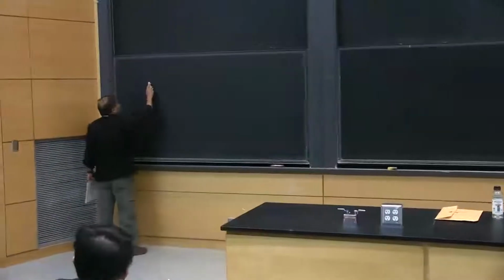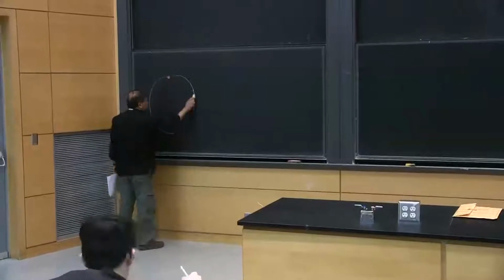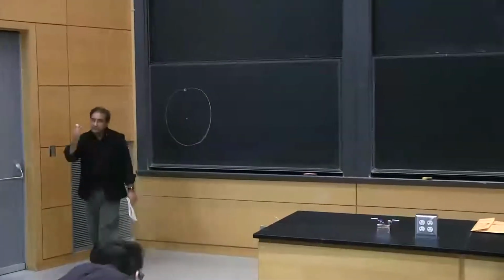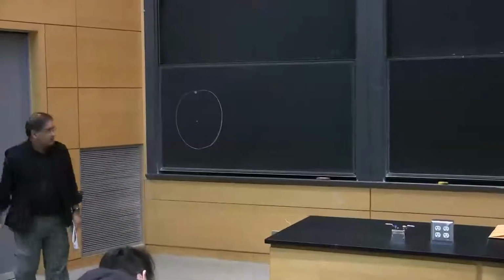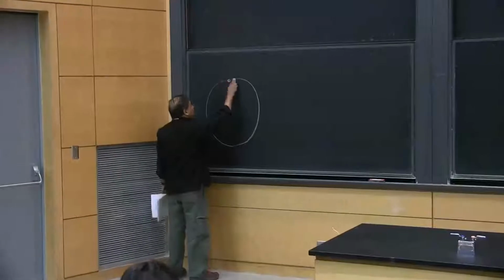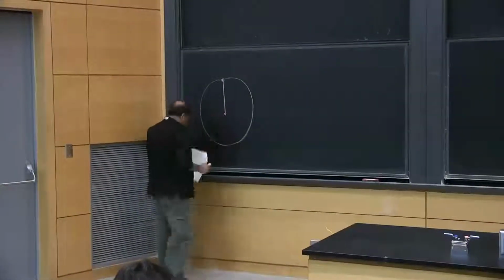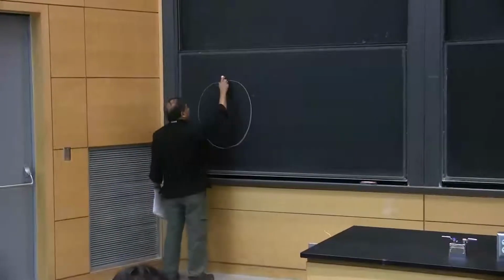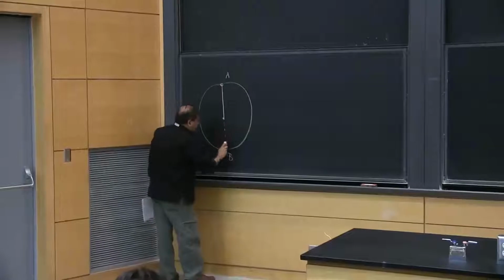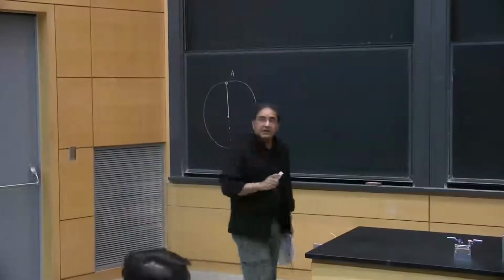Take a particle and move it around in a vertical circle. This is the center, and the particle is attached to the center by a string. This is not a very good circle, but assume it's a very good circle. Let me take the highest point, call it point A, and the lowest point, call it point B, and find the forces on the particle, because I need to set up the force equation.